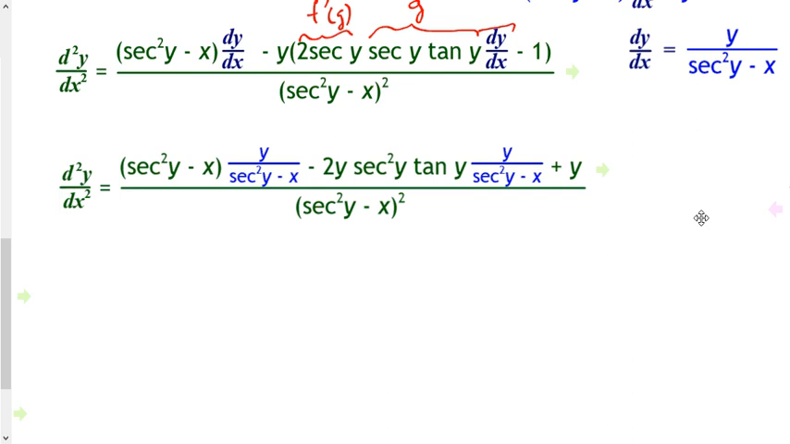Well, we don't like having fractions inside of fractions. So since I have this secant squared y minus x in the denominator of my numerator, let's multiply top and bottom by that expression to get rid of these blue denominators.